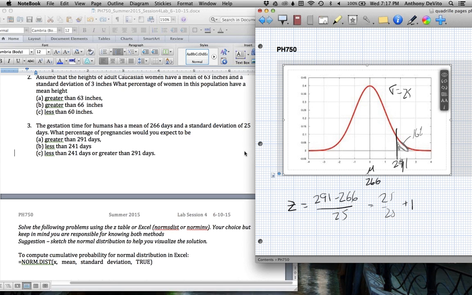What's the next one? Less than 241 days. Okay, 241 minus 266, again over 25. That's a -1. So it's basically the same as before, 16%. Less than 241 days or greater than 291.